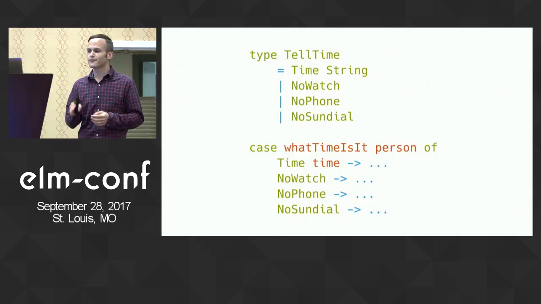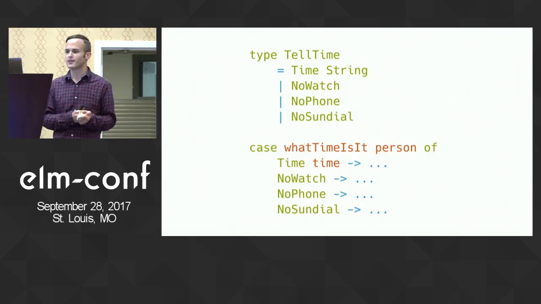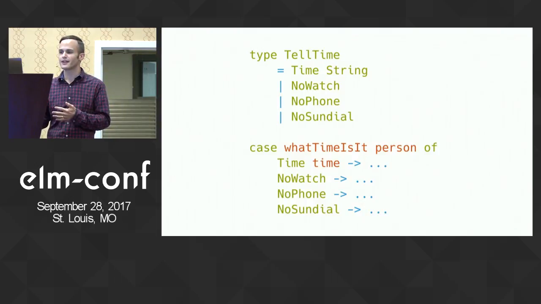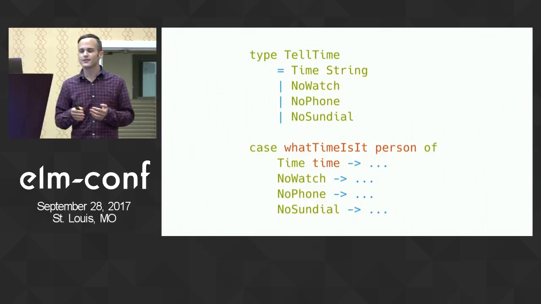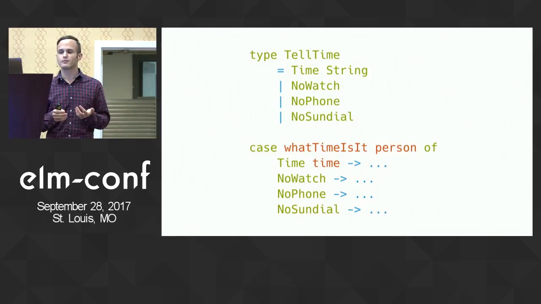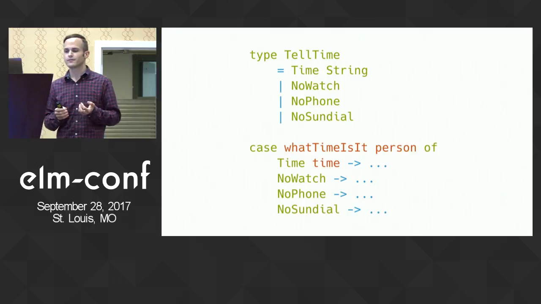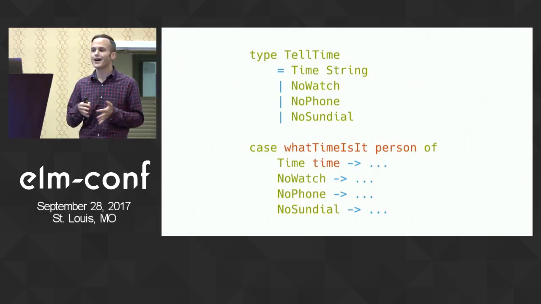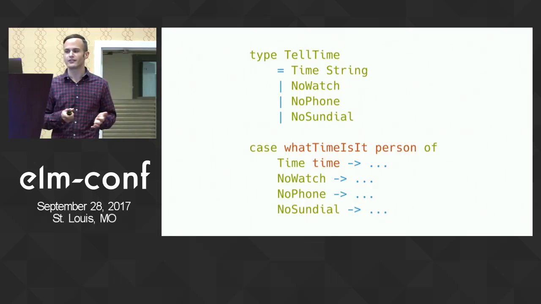We could even go a step further and introduce a custom type to provide additional reasons why we may not have the time. Here we have a tell-time union type with 4 values. If we have the time, then we'll wrap it in a time constructor. Otherwise, we'll let the person know why we don't have the time, such as no watch, no phone, or no sundial.